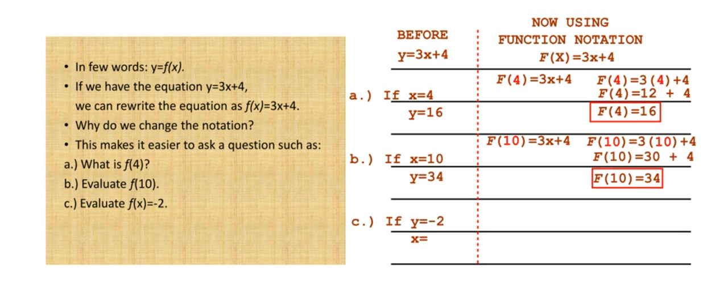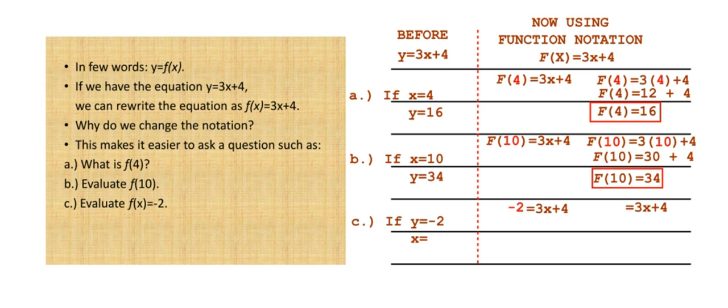Let's try one more. C. Notice it says evaluate f of x equals negative 2. Well, the x has no value. That's the one in parentheses. So that means in this case, we know the y value instead of the x. So y equals negative 2. So therefore, we are looking for the x value. So if blank equals 3x plus 4 then, we don't have the f of something because it's the y value that takes a negative 2 place, or negative 2 takes the place of f of x.